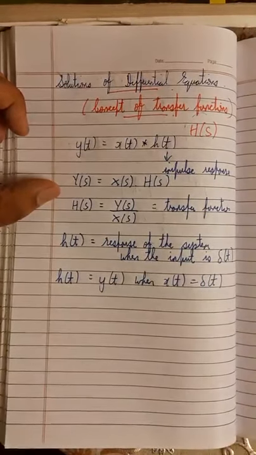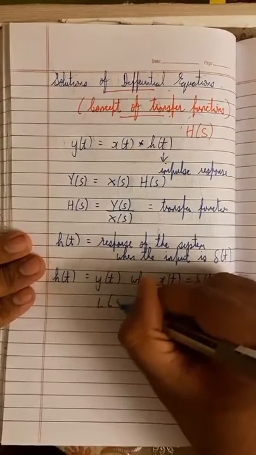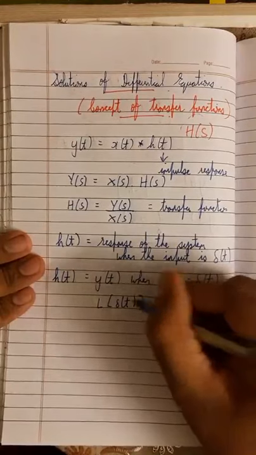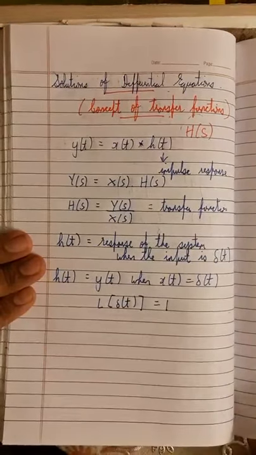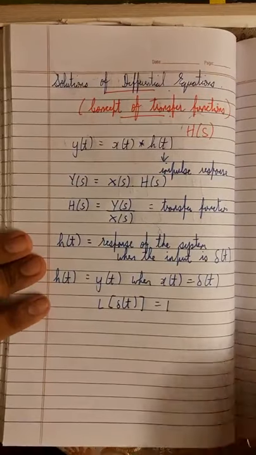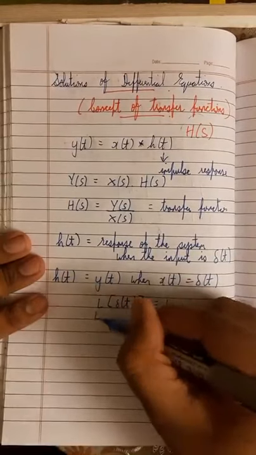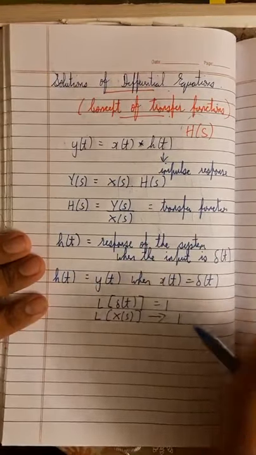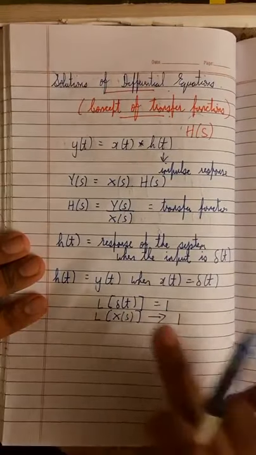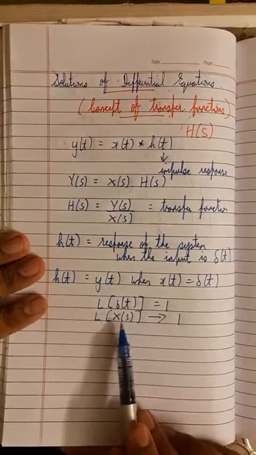One thing you already know is that the Laplace transform of del of t is equal to 1. So in other words, if I substitute del of t as x of t, then the Laplace transform X of s will also become 1, because x of t is equal to del of t. If x of t is equal to del of t, then X of s is equal to 1.